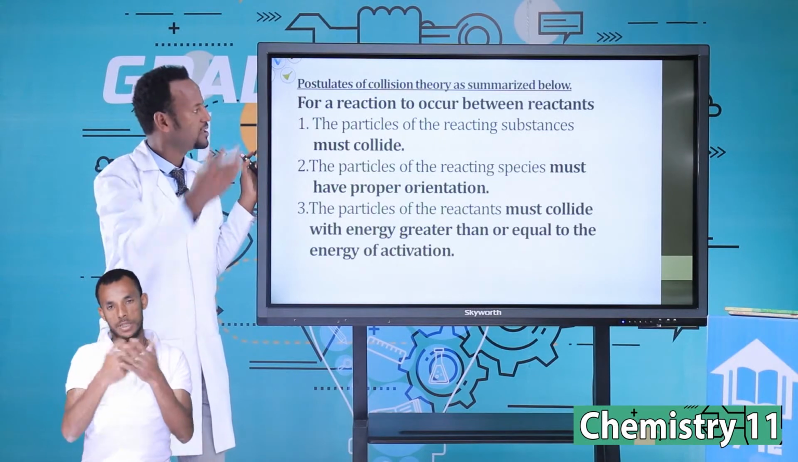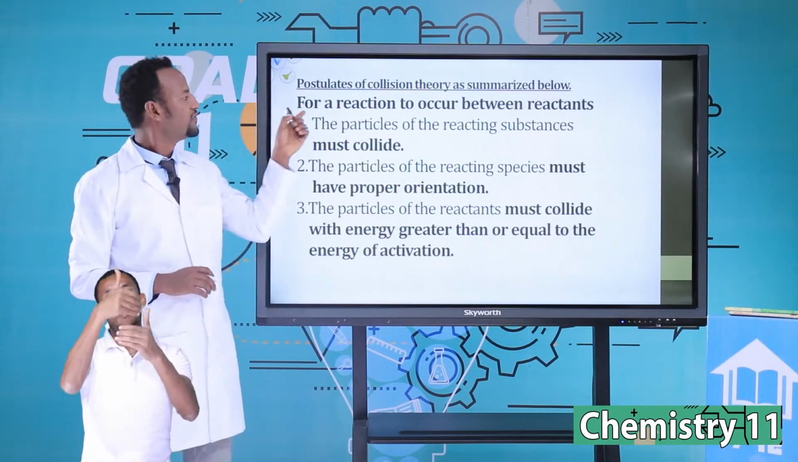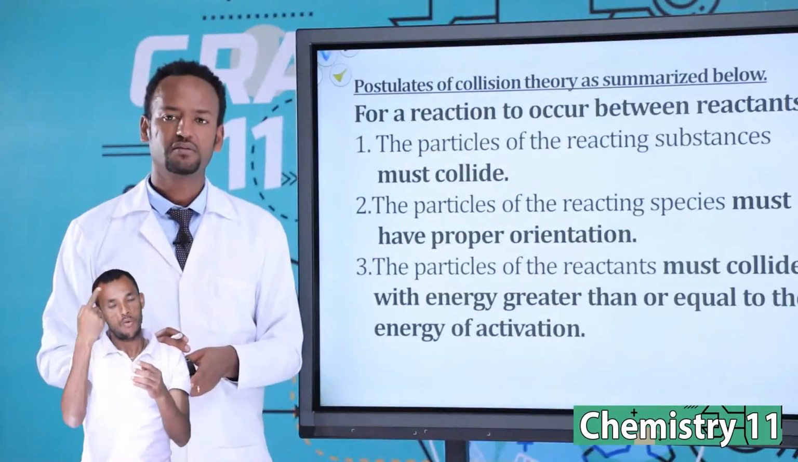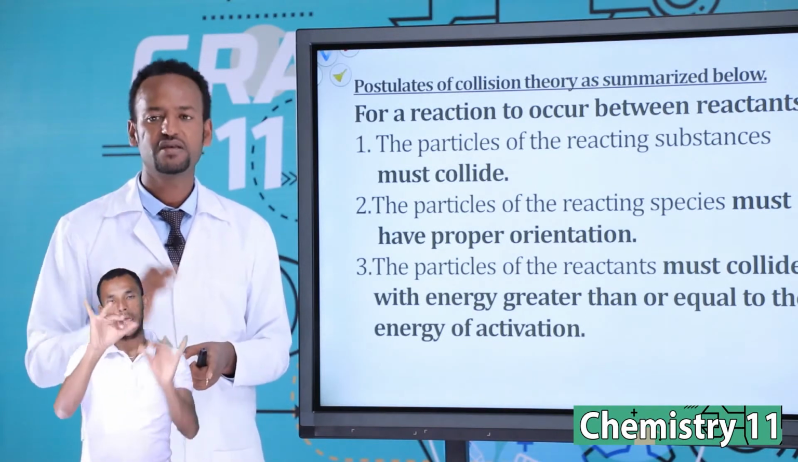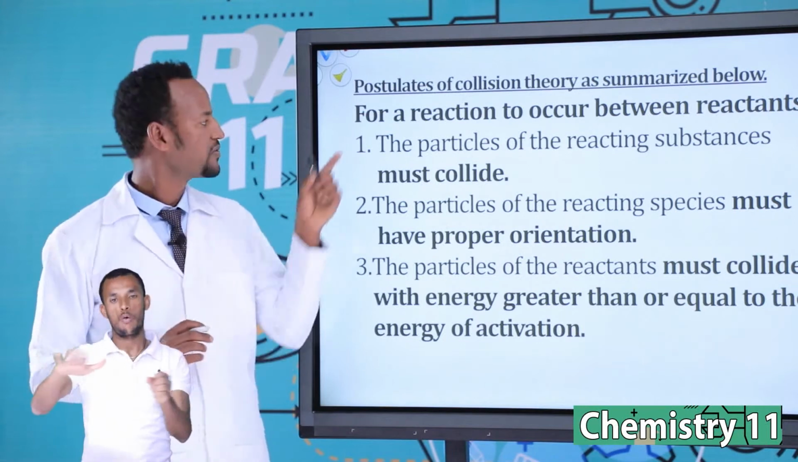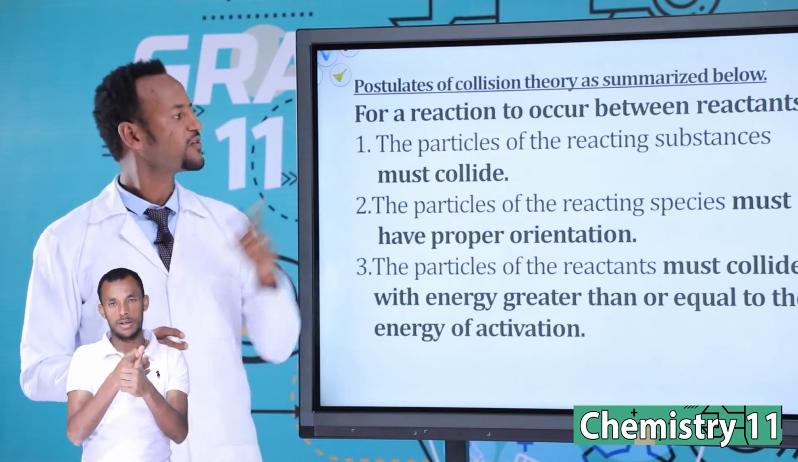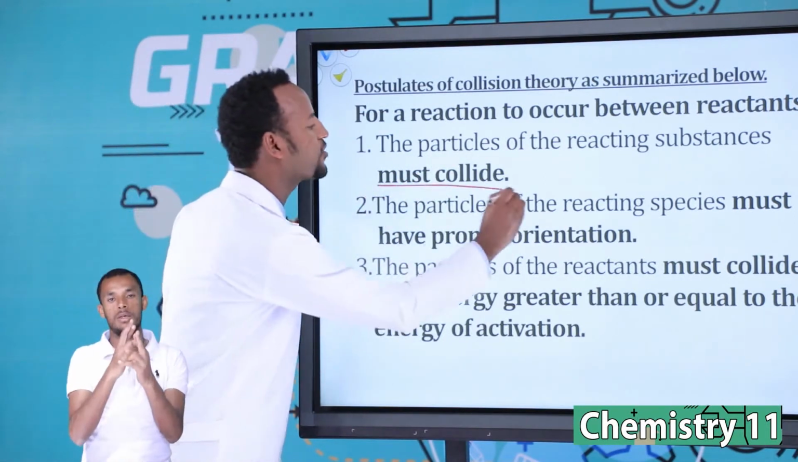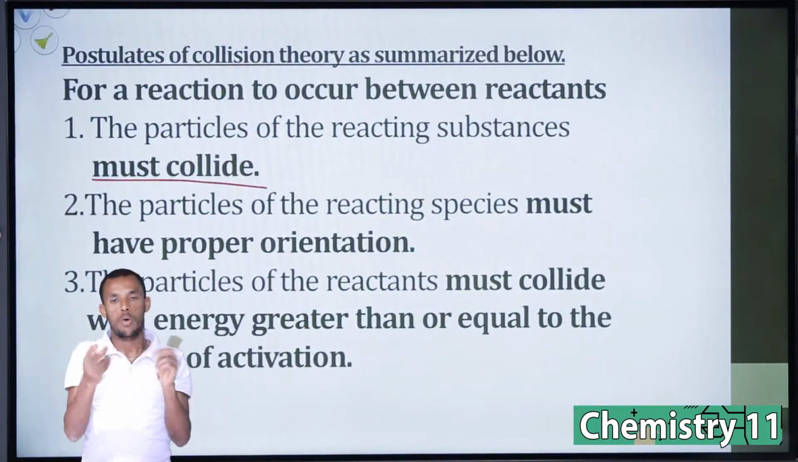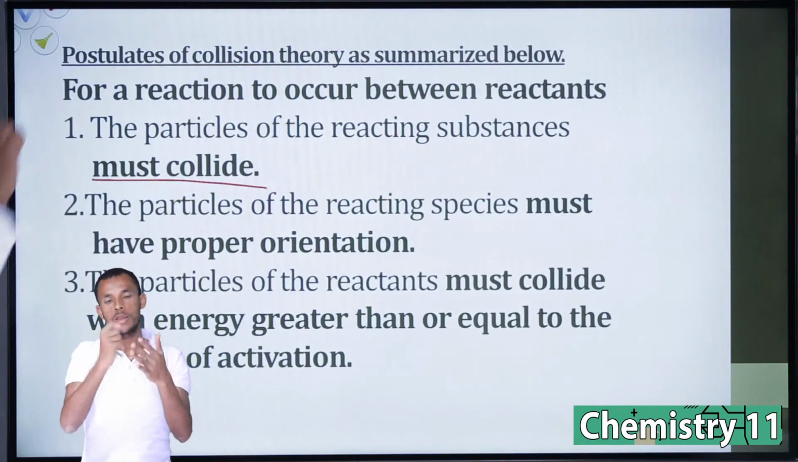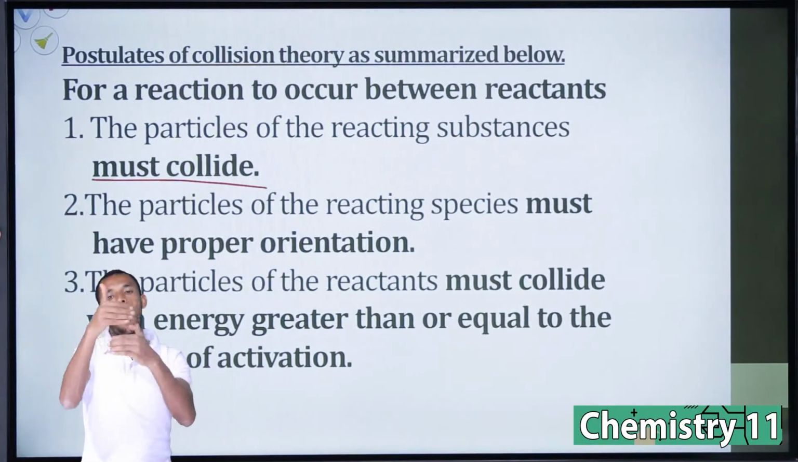Postulates of collision theory. This is a summary of the collision theory. For a reaction to occur between reactants, three criteria must be satisfied. First, the particles of the reactant species must collide. To form a product, the reactant species must collide. This is the first postulate.